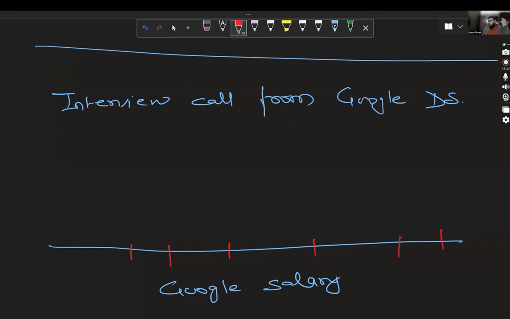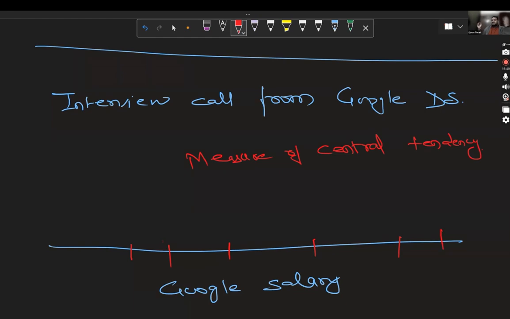So how do I know what my salary is? Now, we just learned there's a tool in statistics called measure of central tendency. Measure of central tendency. Now, what happens in measure of central tendency?